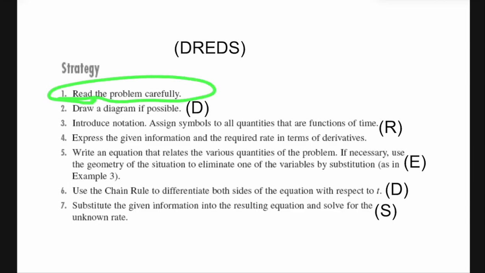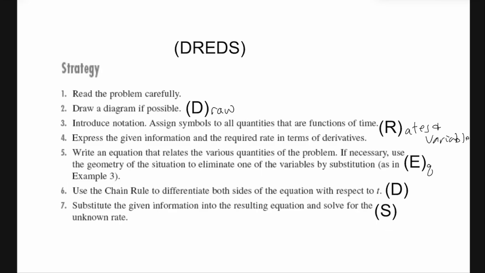As you read the problem, it's not a bad idea to pull out some of those rates. Draw a problem, or draw the diagram. Draw a picture. Introduce notation for your rates and your variables. Express the given information in the required rates in terms of derivatives. So that's that dR/dt notation. Here's your equation that relates the stuff. Then you're going to differentiate using the chain rule because you're doing it with respect to time. And then you get to solve.